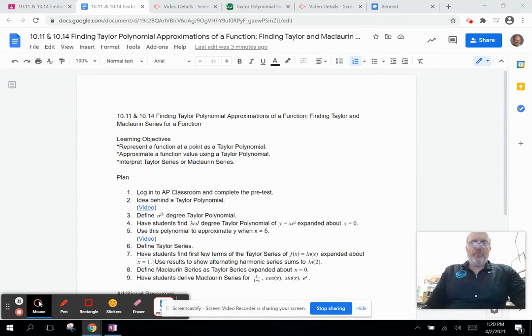Okay, now we're working on 10.14 in the AP Calculus BC curriculum. We're going to talk about Taylor series and Maclaurin series and take a look at what we can do with those. We're going to define the Taylor series, and then we're going to use that Taylor series definition to show you that the alternating harmonic series we talked about the other day sums to ln 2. We're going to do that by creating the Taylor series of f of x equals ln x and expand that about x equals 1.